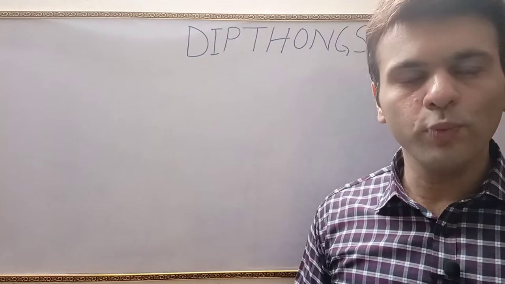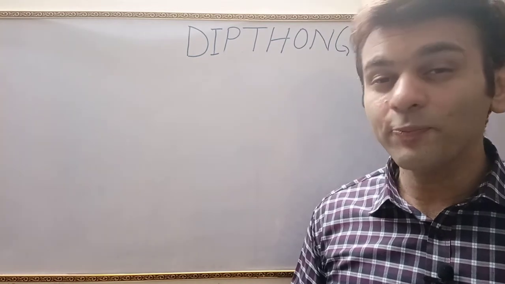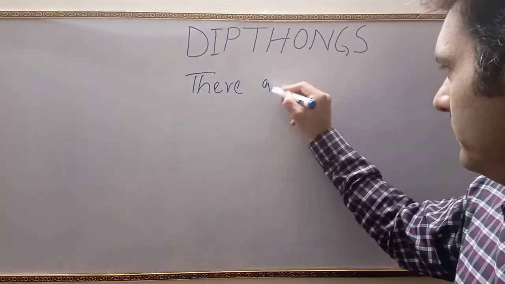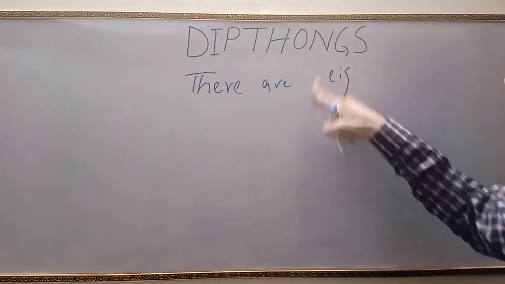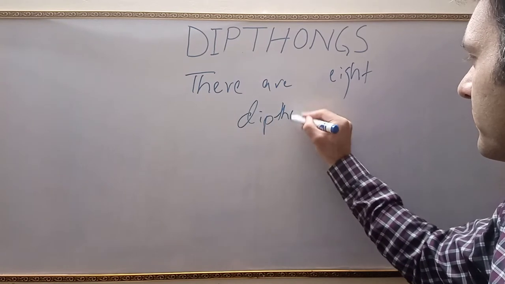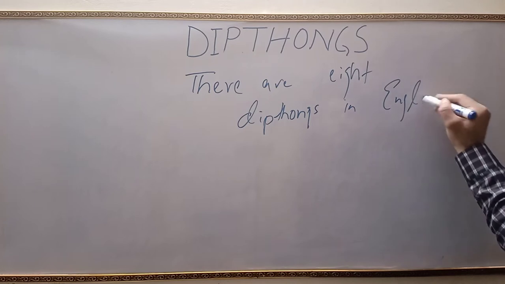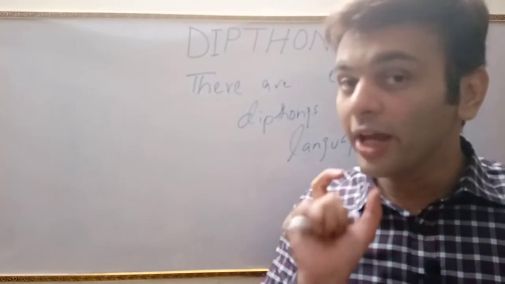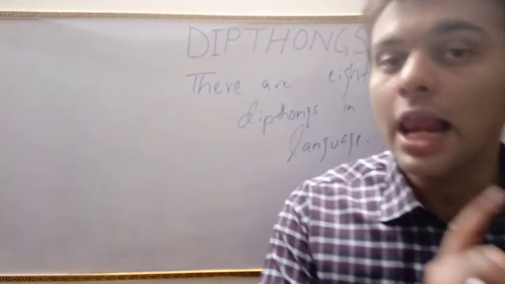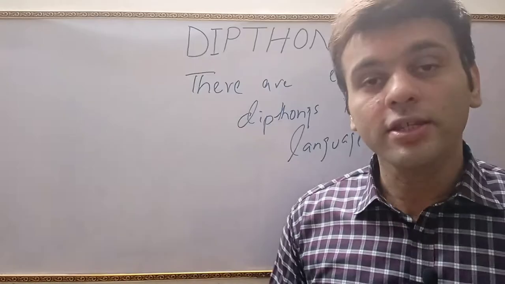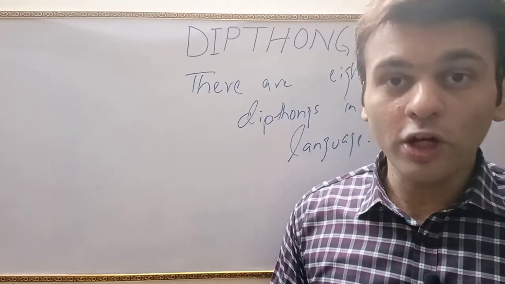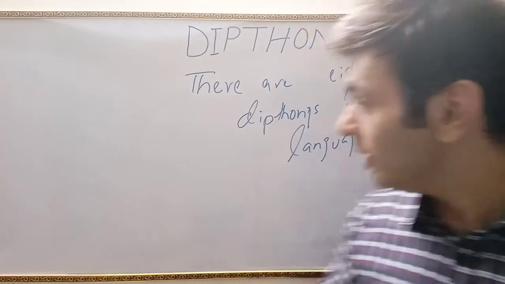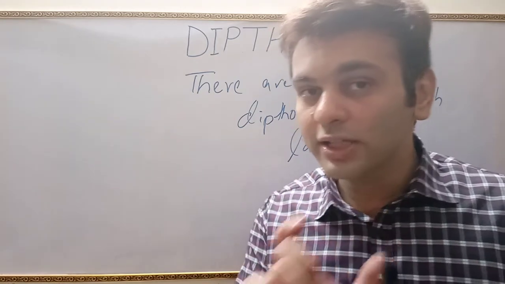Before starting the symbols, you need to remember one thing: how many diphthongs do we have? You should be able to understand this phenomenon. There are 8. How many? 8 diphthong sounds in the English language. Another point to note is that you must not confuse the phonemes of English with the phonemes of other languages. We are only concentrating on the English language. So over here, there are 8 diphthongs in the English language.